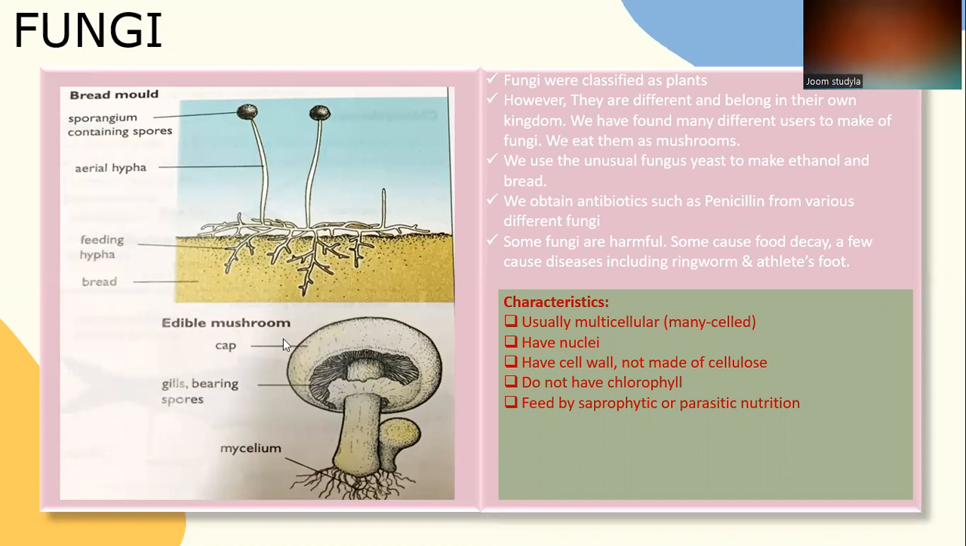Okay, so this is an edible mushroom. When you enlarge the picture of the mushroom, you have the cap here, gills bearing spores inside here, and mycelium. Okay, this is the root part. So this is where it shows that it is harmful to humans. When you eat bread which is already expired, it might cause you vomiting, stomach ache, diarrhea and so on. So these are the things you can see, how the fungi live on top of the bread.